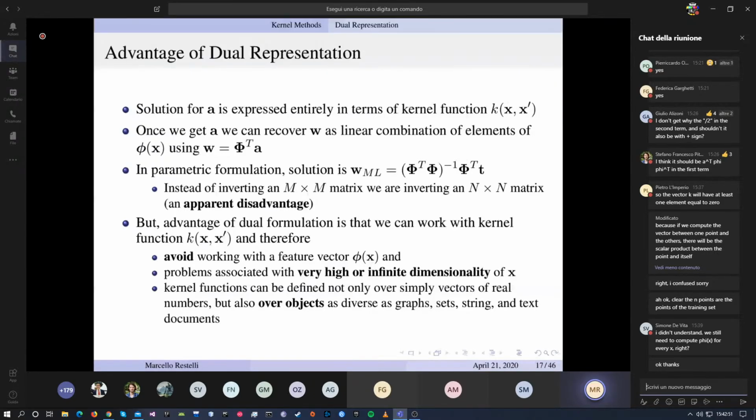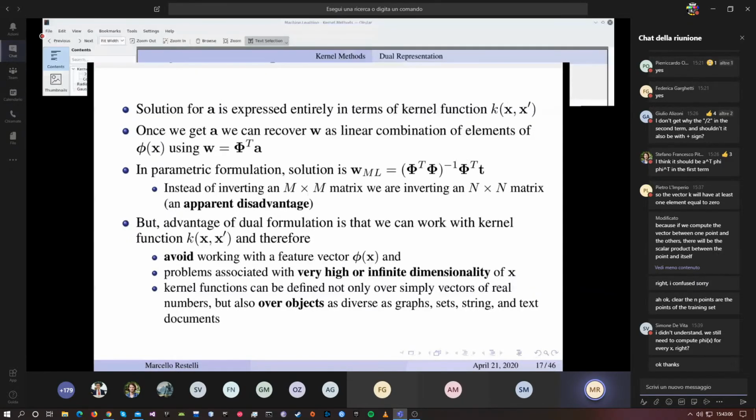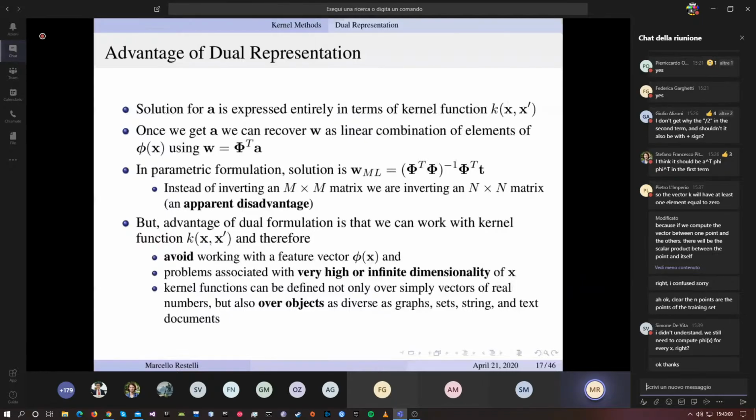The other advantage of kernel methods with respect to parametric methods is that the kernel function, as we will see, can be defined not only over numbers, but also over objects. Because it needs to represent the similarity between objects, also over symbols. And so you can represent this concept of similarity. This allows us to apply supervised learning techniques even on datasets that are not made of numbers, but of conceptual objects or something like that. So this is quite interesting.